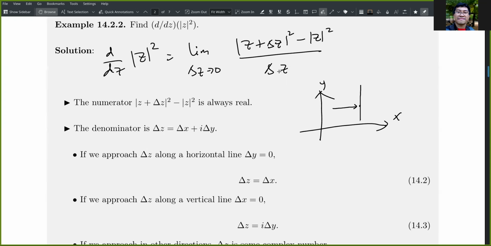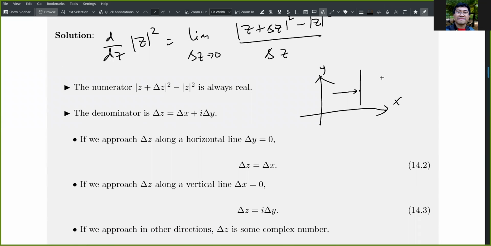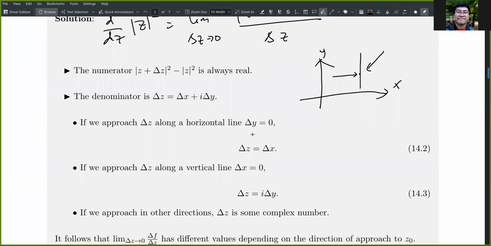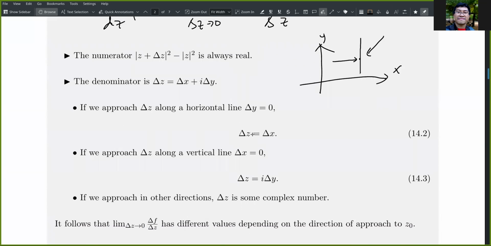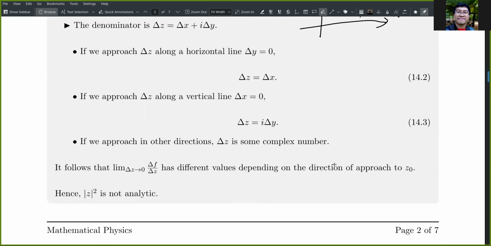We already see here that for the horizontal and vertical approaches, delta z is either a pure real number or a pure imaginary number. If we approach in other directions, let's say something like this direction, we get delta z as some complex number. So it follows that the limit of delta f over delta z as delta z approaches 0 has different values depending on the direction of approach. Hence, the absolute value of z squared is not analytic.